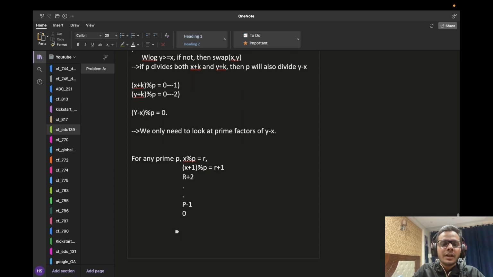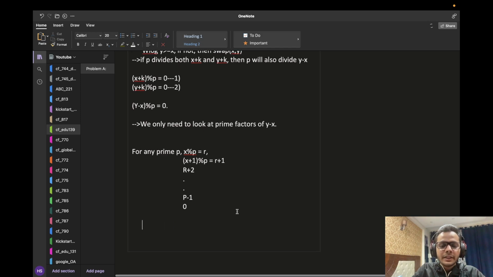So how many times do we have to increase to get a remainder of 0? It's pretty easy to calculate. It is nothing but p minus x modulo p, right? Because initially the remainder is x modulo p and it increases by 1 in every step, and we need to get it to p because p modulo p is equal to 0. So the number of steps that we need is p minus x modulo p.